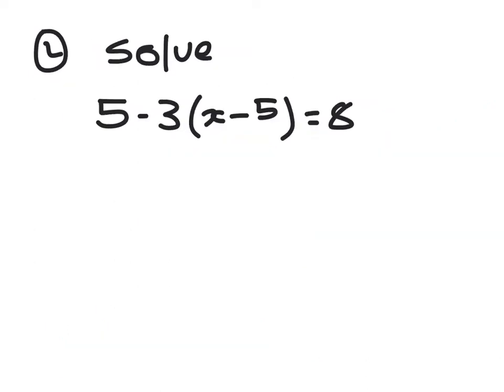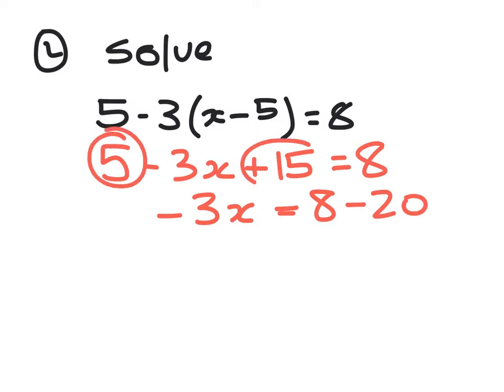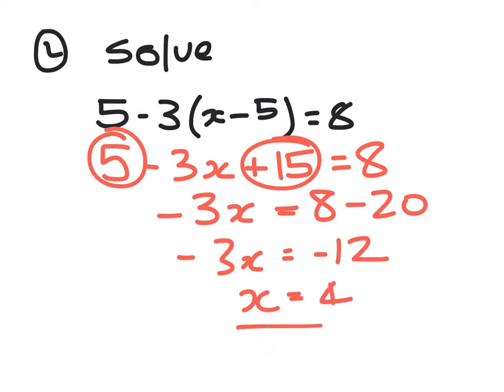Second question, solve that. Now this one's similar to the one that's in the homework sheet. Remember, we do minus 3 times x, minus 3 times minus 5. Tidy this up a wee bit. Minus 3x equals 8. Take away 20. Why is it 20? Because you've got 5 add 15. So minus 3x is minus 12. So x must be 4. Okay, so yours is similar to that, not the same.